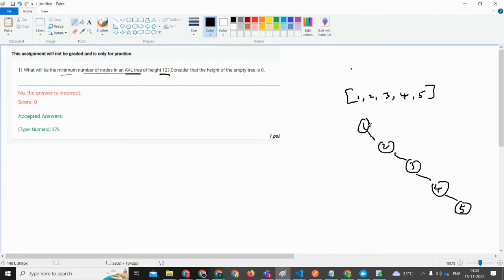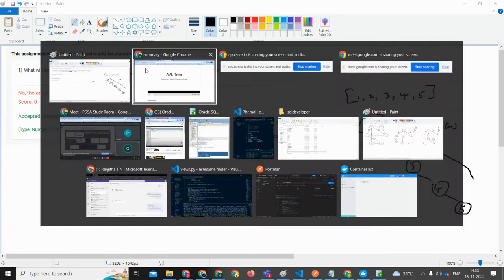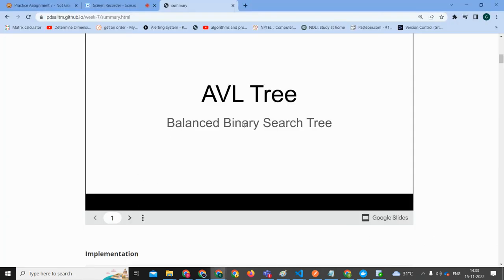So this is a trouble, right? Because in order to find the biggest element, you need to travel the whole list, so it will be of size n, big O of n. So this we need to avoid. That's why they have come up with a new strategy called the AVL tree, which is a balanced binary search tree, which means the tree will always be balanced.